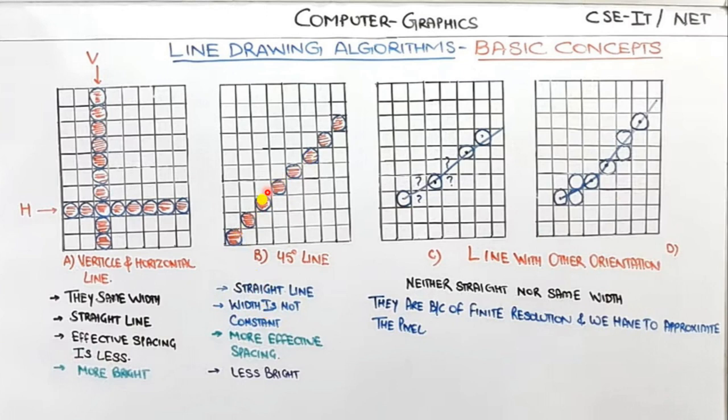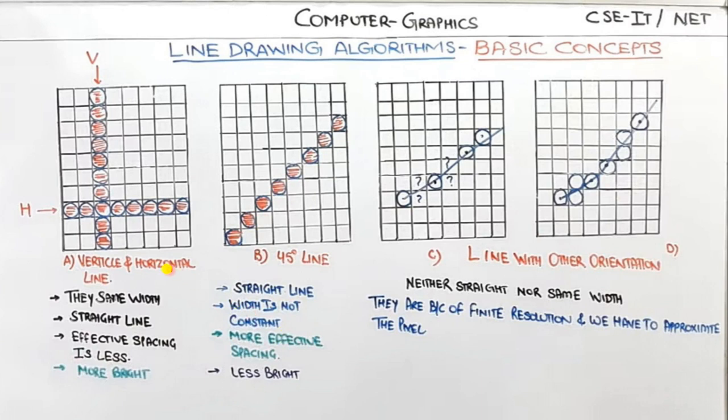Width is not constant means one pixel after the other is there, but too much gap is there. One after the other pixel is not there. So we can say more effective spacing is there, in between two pixels more spacing is there, you can see here. So for this reason we get less brightness.